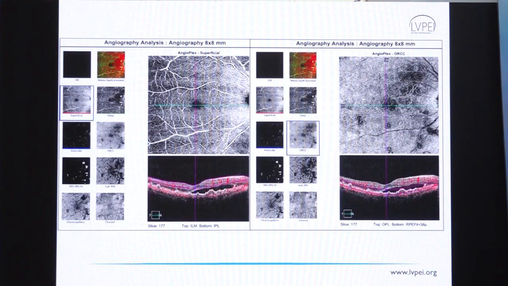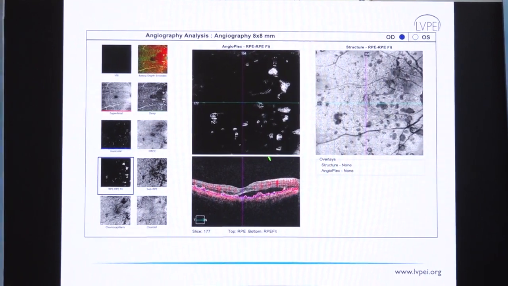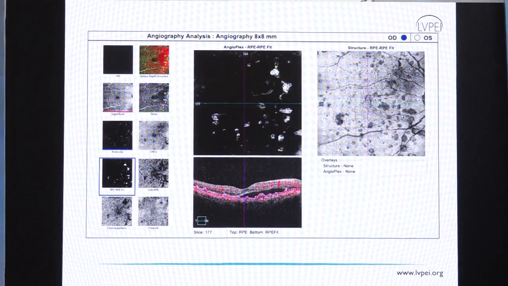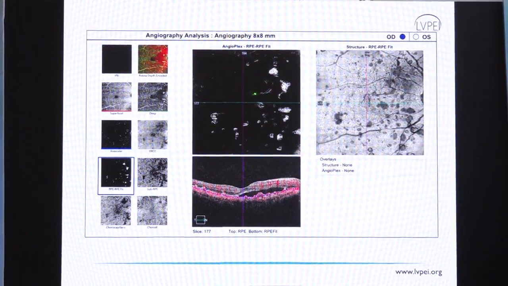Another patient, multiple drusen, with segmentation happening at the superficial level. Wondering where actually you are dealing with, where is the network? Is this the network? Is this the network? I have an RP fit slab. Is this a vessel or not?